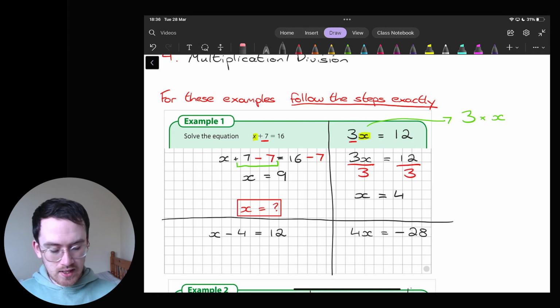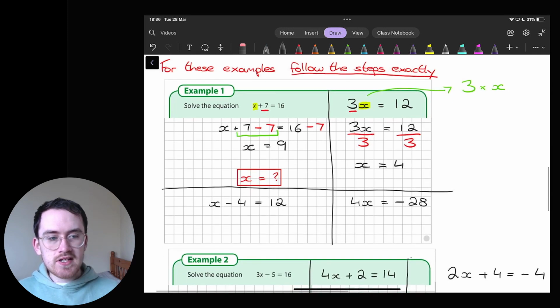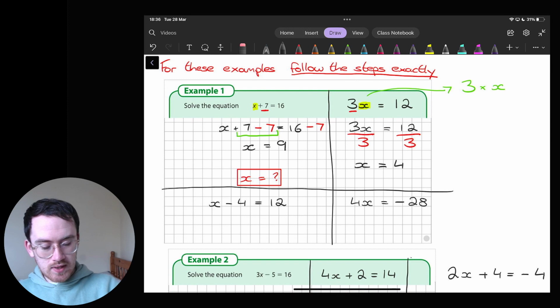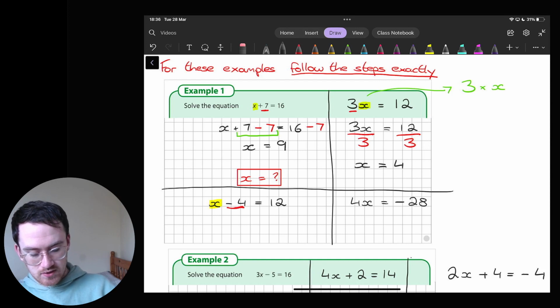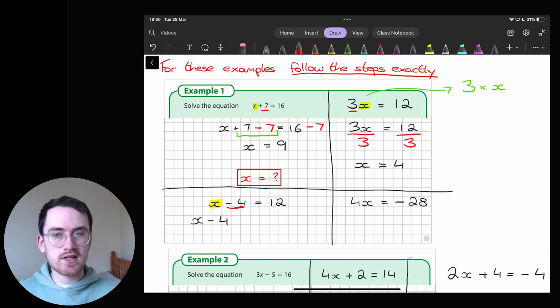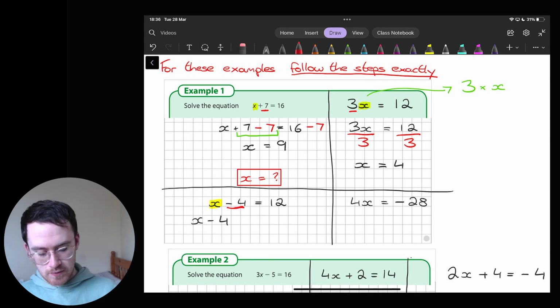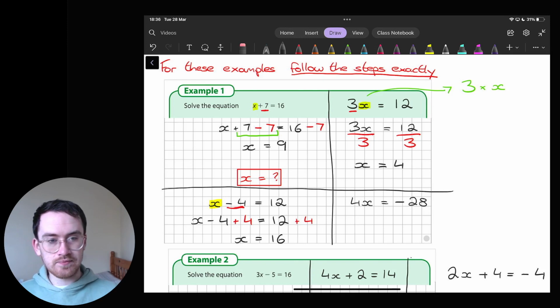Okay, let's look at the next one. x minus 4 is equal to 12. Again, look for what am I trying to get on its own? x. What do I need to get rid of? Minus 4. So let's have a look. x minus 4. What's the opposite of subtracting, or the opposite of taking away? Well, it's going to be adding. So I'll add on 4. Instead of taking away 4, I'll add 4. But I can't just do it to that one side, I must do it to the other side also. That's going to give me x on this side, and on the other side, 16.